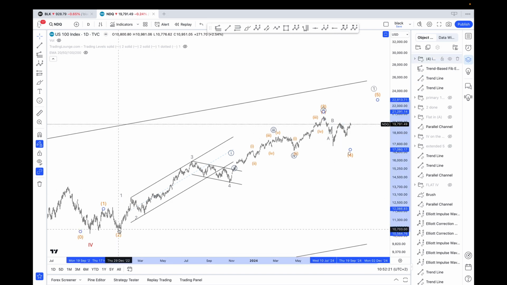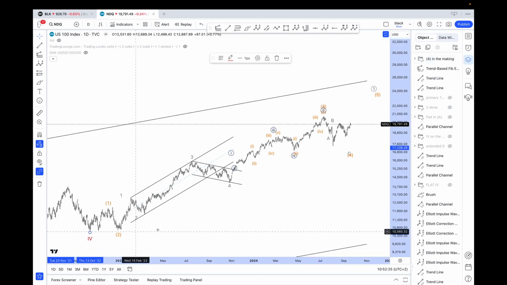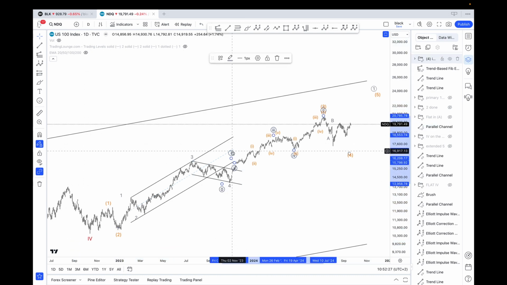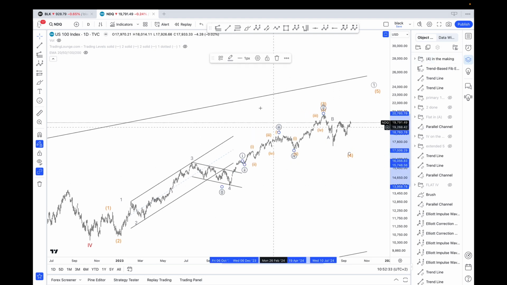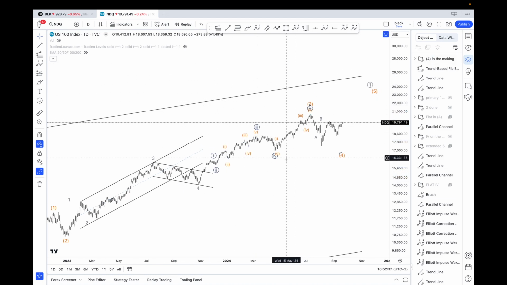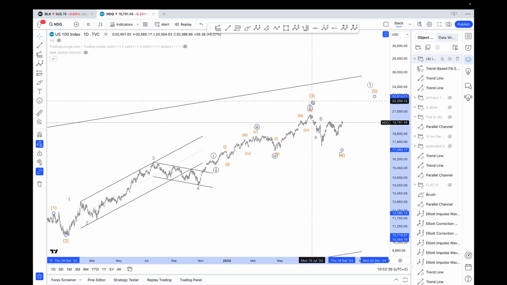And obviously, once again, TradingView moves my waves. My apologies, guys. There you go. Look at this. Look at this. God, why do they do that? Let's try this.